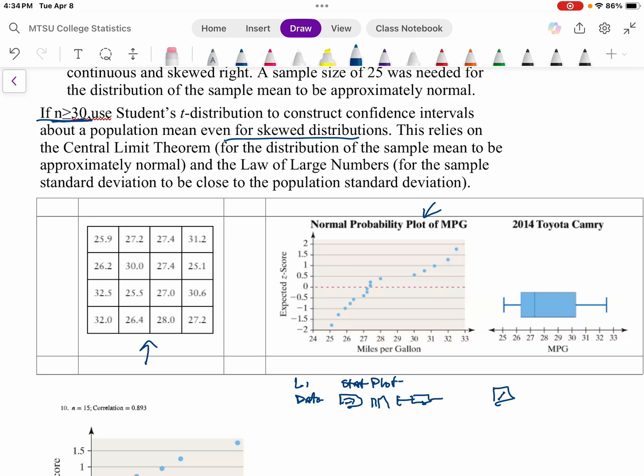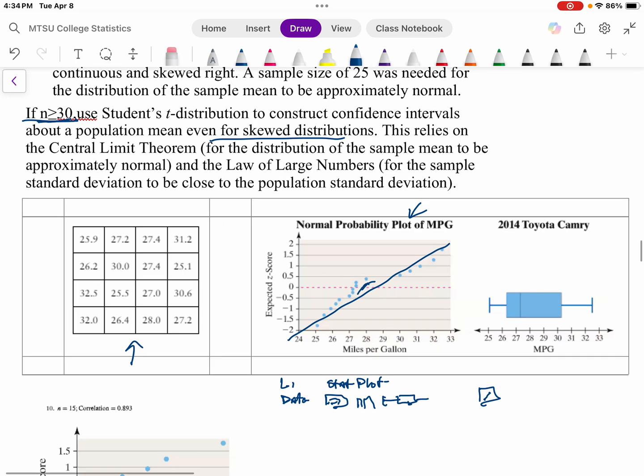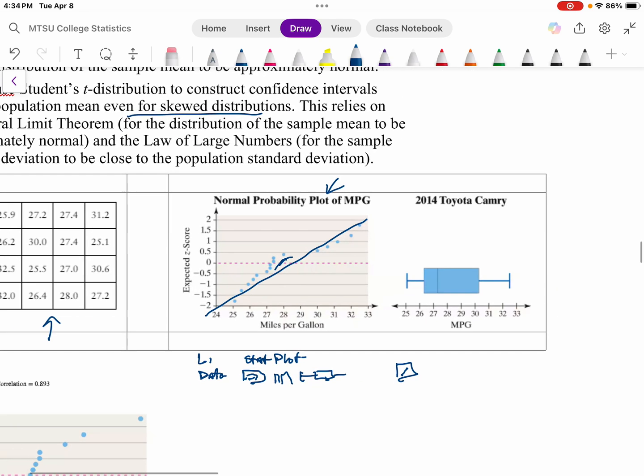We try to say, okay, this looks roughly linear, so that's not too bad. There's a little bit of a curve there, but it's not too crazy. And then here's the corresponding box plot with it. It doesn't look like there are any outliers. We would usually see them out to the side as a dot.